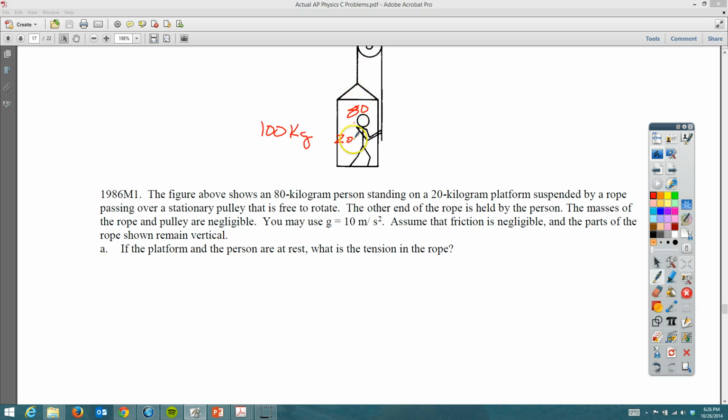And this person is pulling down on the rope, and when they pull down the rope with just enough force, they stay steady. So it says if the platform and the person are at rest, so there's no acceleration, what is the tension in the rope?